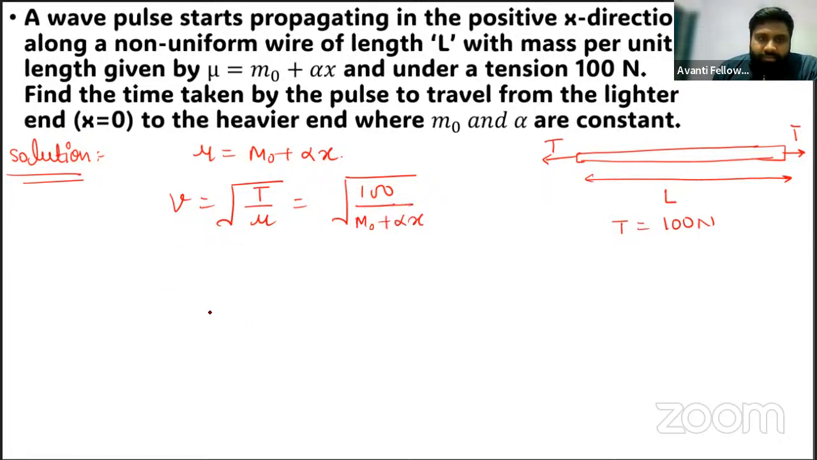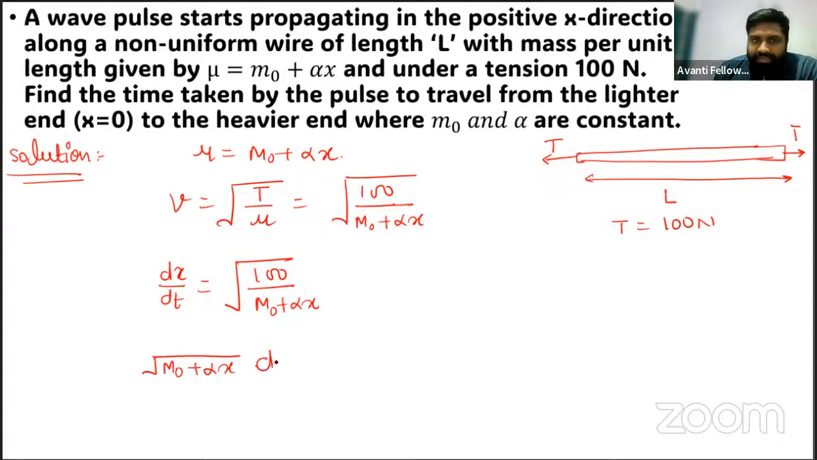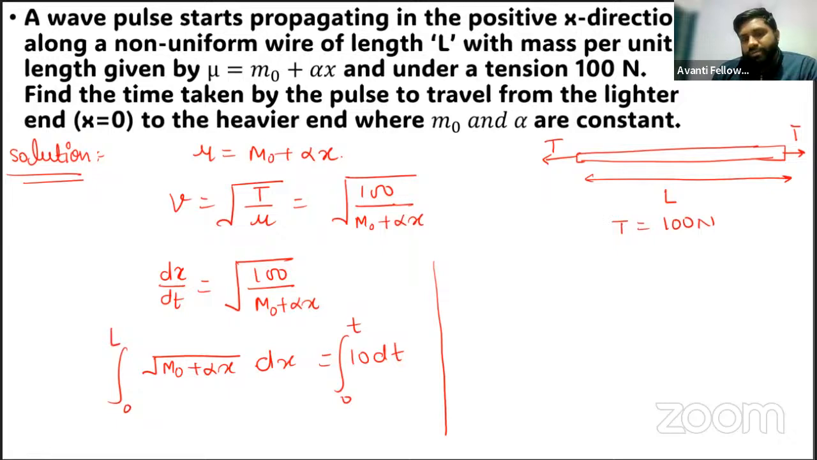Again, in the previous question to find out the time, what we did was write dx by dt equals square root of 100 divided by m naught plus alpha x. Now it will become root m naught plus alpha x dx equals 10 dt. Now we just integrate it from 0 to t, 0 to L. This complete setup is the square root of capital X, where capital X is equal to m naught plus alpha x.